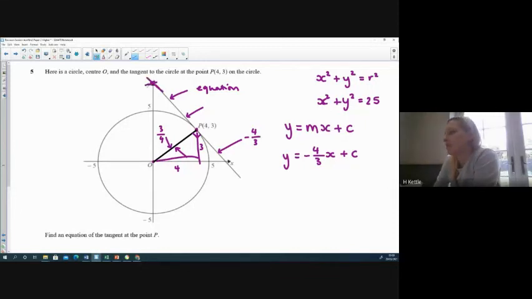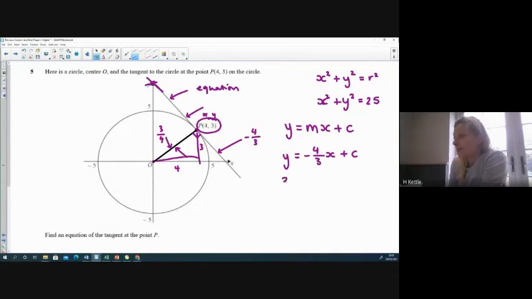And we can see it somewhere up there. Now, to get that, we're going to use this coordinate. This coordinate lies on the tangent, so it can help us out. It's got an x-coordinate of 4 and a y-coordinate of 3. So I'm going to substitute those points into this equation because we know that if a point lies on the line, it will make the equation work.